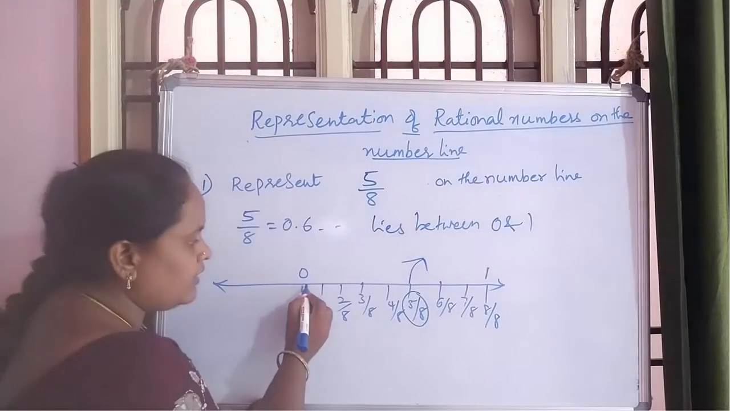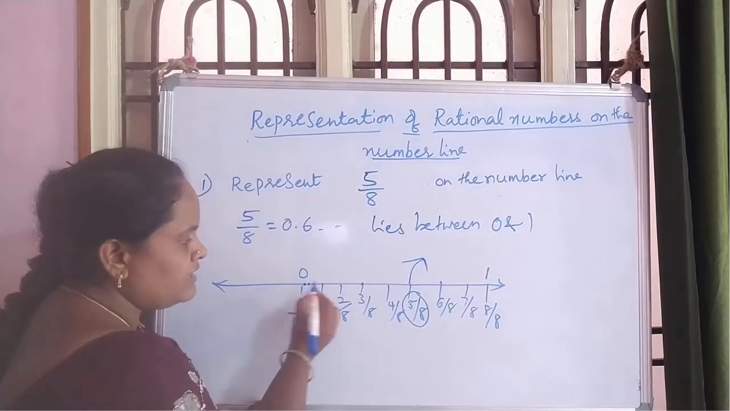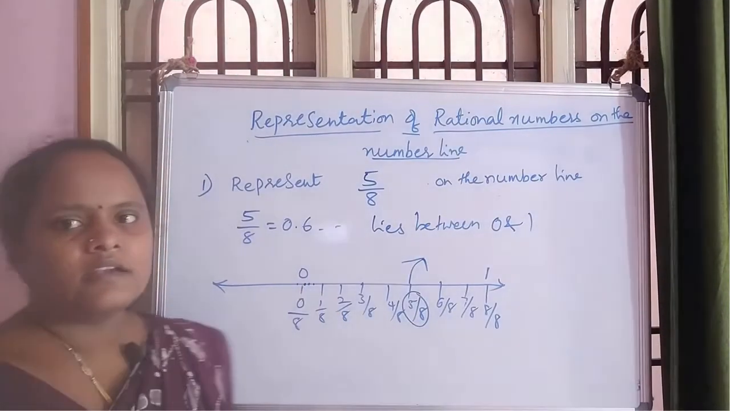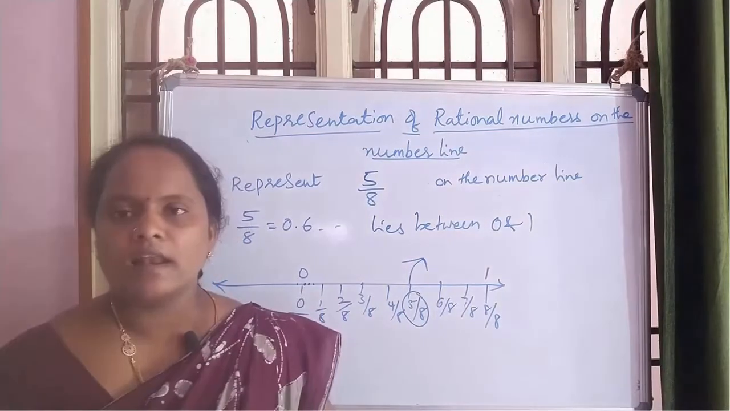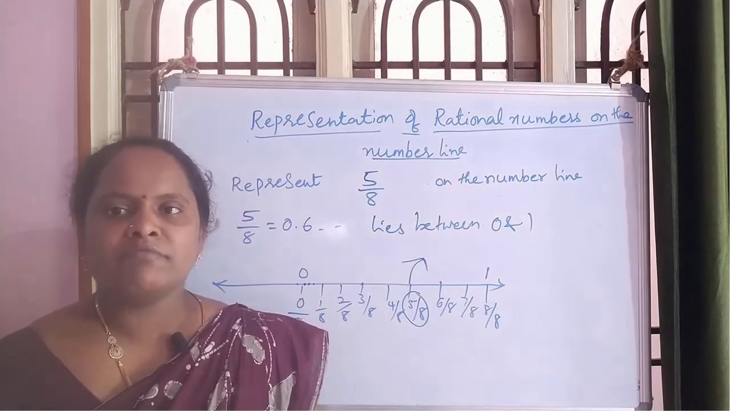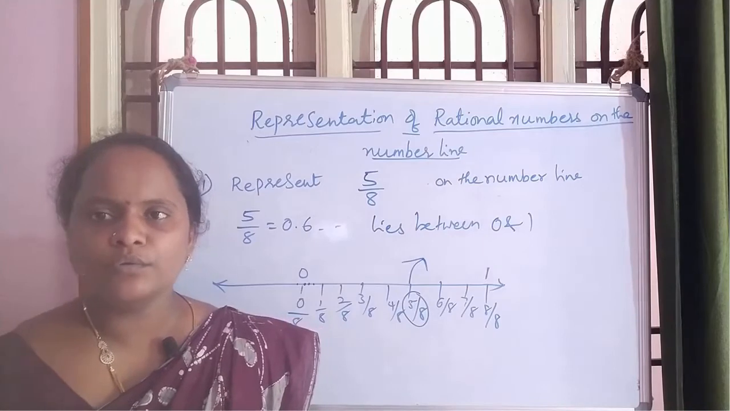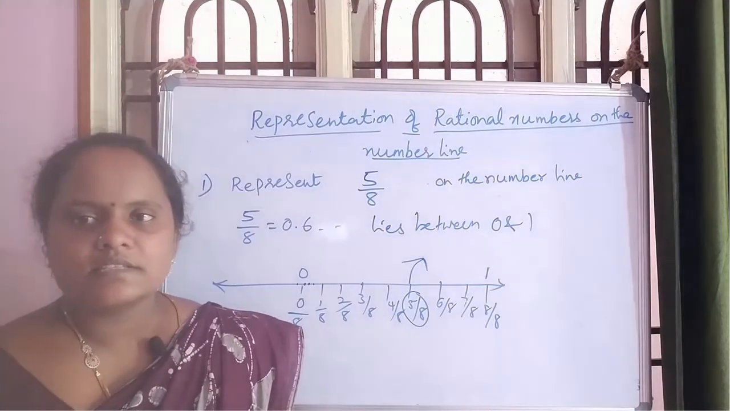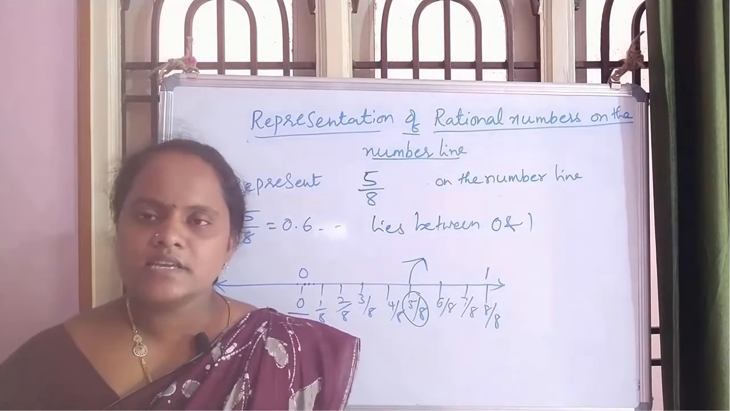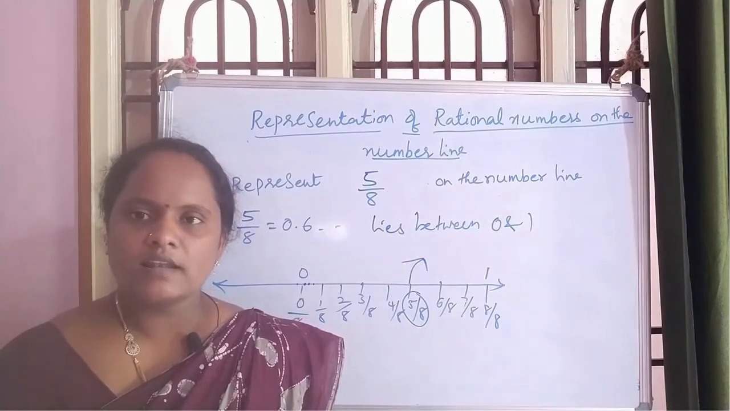Every small point on the number line denotes a rational number. So there exist infinite rational numbers in between any two rational numbers. This property is called the density property of rational numbers.